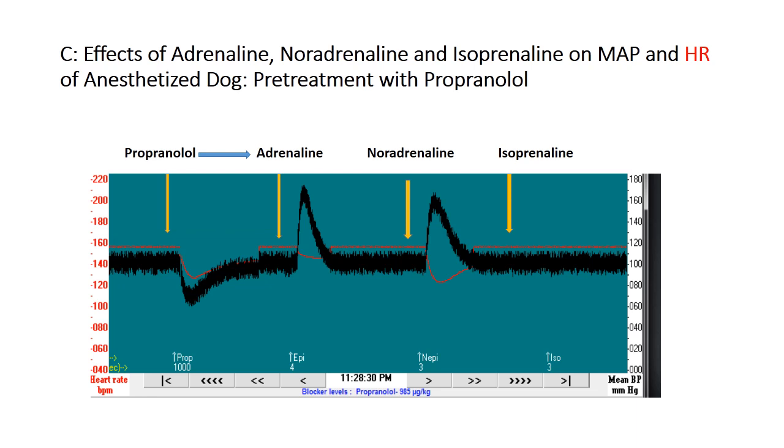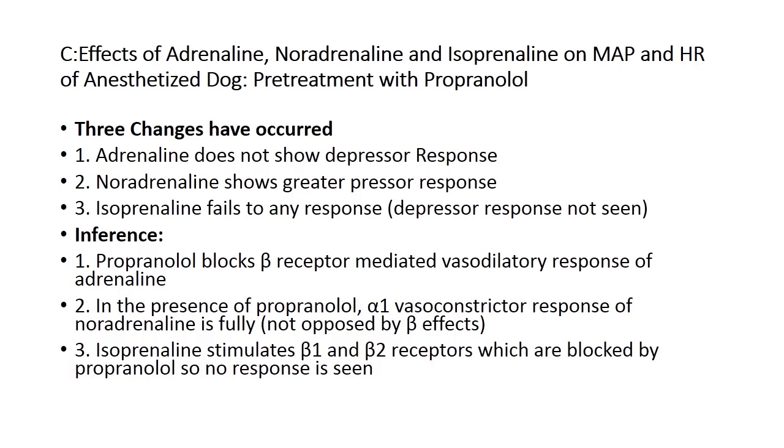If you see the effect of noradrenaline in the presence of propranolol, we see the pressor response is slightly increased, and this increase is because of the unopposed alpha activity of noradrenaline in the presence of beta blockade. Rightly, the isoprenaline response is blocked because isoprenaline acts on beta 1 and beta 2, and both receptors are blocked by propranolol. So these three changes have occurred: adrenaline does not show a depressor response, noradrenaline shows a greater pressor response, and isoprenaline fails to show any response.